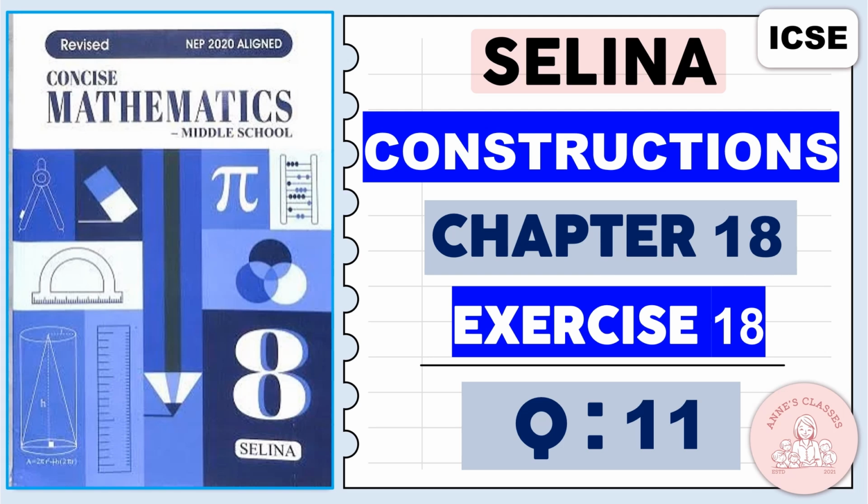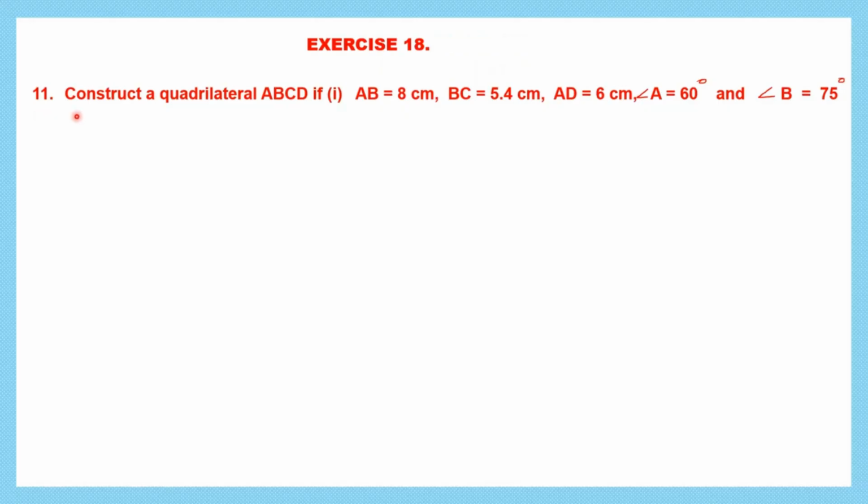Let's do constructions, chapter 18. Question 11. Construct a quadrilateral ABCD if AB is 8 centimeters, BC is 5.4 centimeters, AD is 6 centimeters, angle A is 60 degrees and angle B is 75 degrees. So we have to construct a quadrilateral with all these measurements.